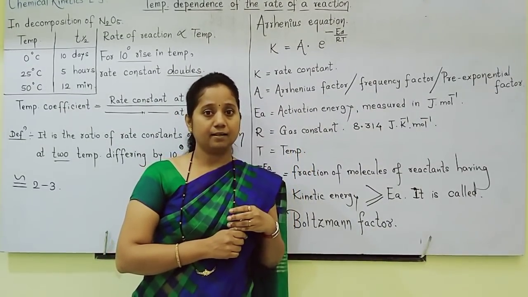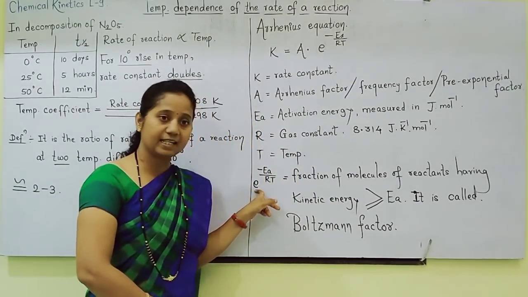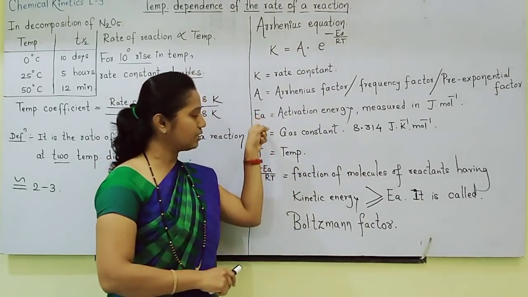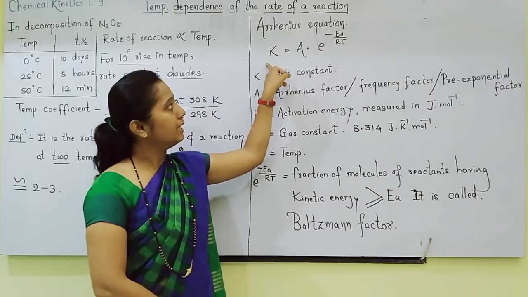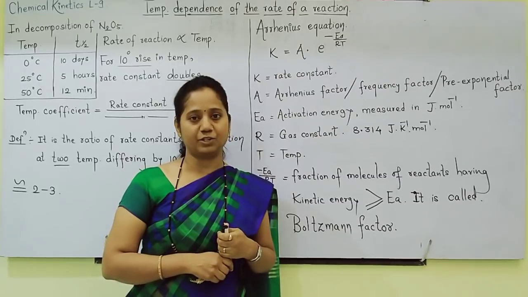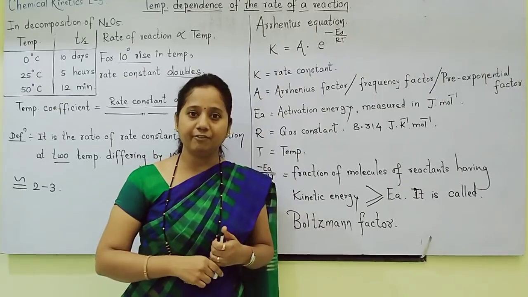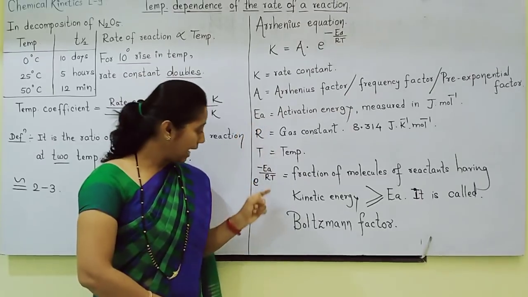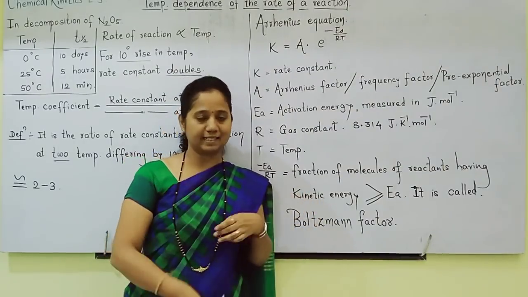But let us see what exactly is the meaning of activation energy and what is this e raised to minus Ea by RT. Remember, we are going to see the explanation of these two things now, and afterwards we'll see how the Arrhenius equation can be converted into other forms which are useful for calculations, because so many problems are based on the Arrhenius equation. That form we will derive afterwards. Before that, let us see what is activation energy and what is the meaning of this term.